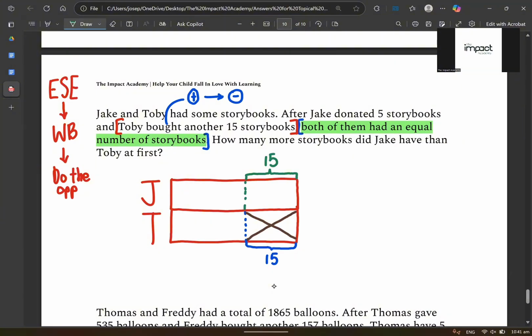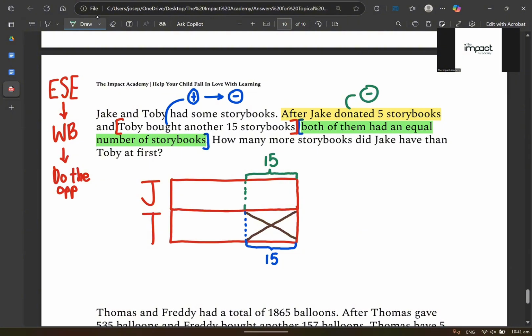Very good. Now let's move on to the next sentence. I'm going to highlight the next sentence in a different color. Which is the next sentence? You can see this one over here. Remember, we are working backwards. When we say donated, that means Jake gave away. Can you all read the question for me? 1, 2, 3. Let's go. After Jake donated 5 books.